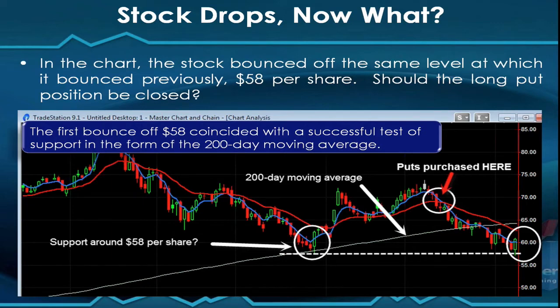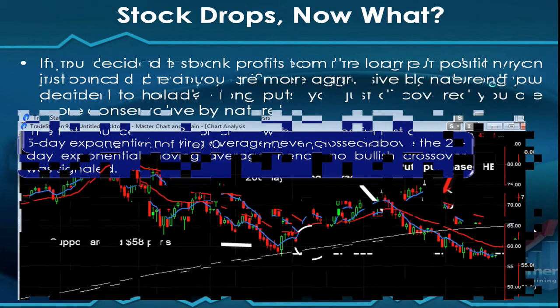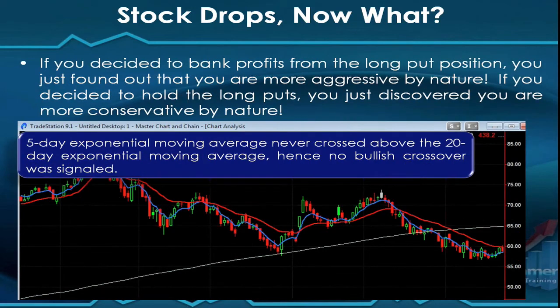However, is the stock done going down? Interesting. If you decided to bank profits from the long put position, you just found out that you are more aggressive by nature. If you decided to hold those long puts, you just discovered you are more conservative by nature. Remember, whatever answer you gave me was the right answer. It was your answer.